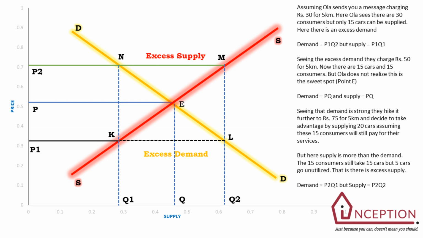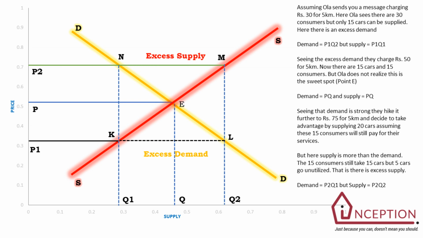Now, the number of people who are interested to book that Ola taxi is reduced. So, there is going to be 15 cars and 15 consumers. But Ola doesn't realize that this is the sweet spot. The amount of taxis available are 15 and the amount of consumers here are also 15. So hence demand is PQ and supply is also going to be PQ. E here is that point of equilibrium. But like I said, the consumers and the producers are unaware of this equilibrium point.